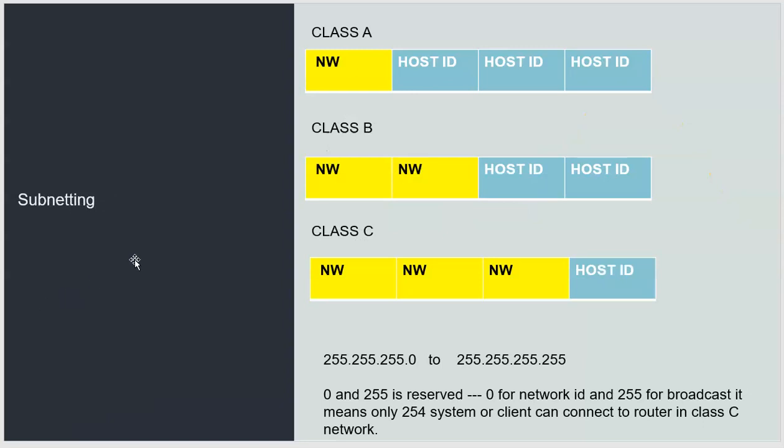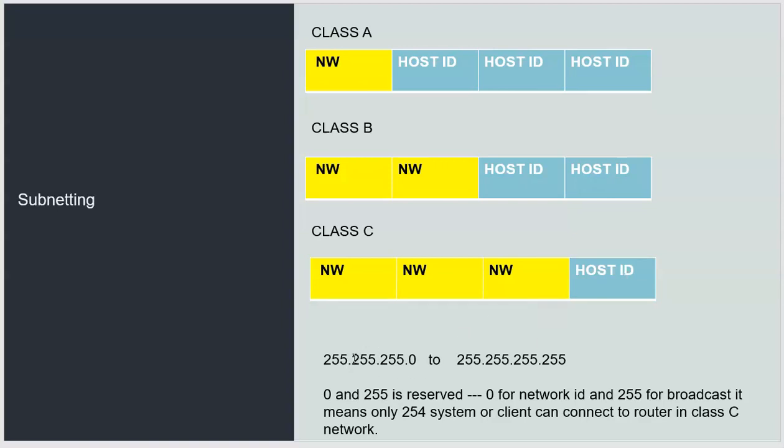Now we need to understand what subnetting is. There are three types of classes: class A, class B, and class C. Class A has one octet as network ID, and the rest, three octets, are the host ID, which means a huge range of host systems can connect. In class B, two octets are network ID and two are host ID, so fewer systems can connect to that class B network. And class C has three octets as network ID and only one host ID, so fewer systems can connect in this network.